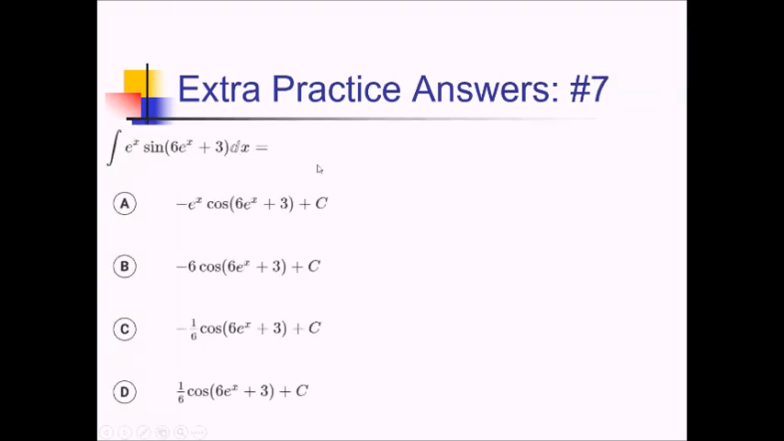For this problem, I'm trying to take the antiderivative of this expression. The key on this one is that I have this inner function, and its derivative is elsewhere in the problem. So I can try substitution on this one. Let's start by letting u equal 6e to the x plus 3. And then the derivative of this is going to be du equals 6e to the x dx. And now I can divide by 6e to the x to get dx by itself.